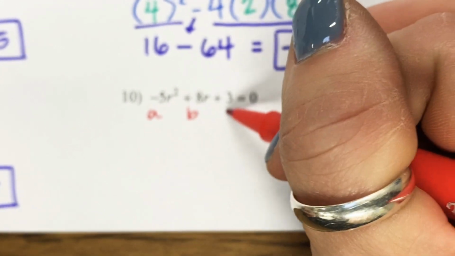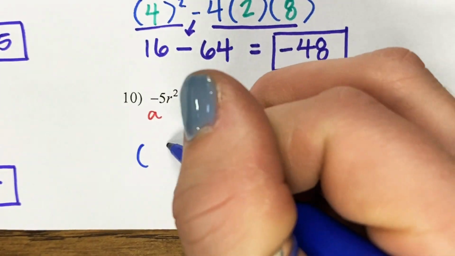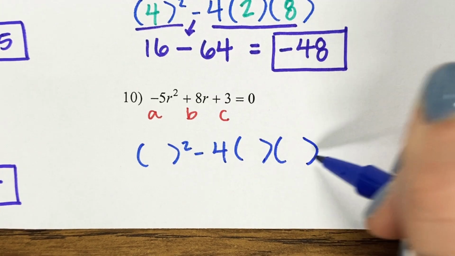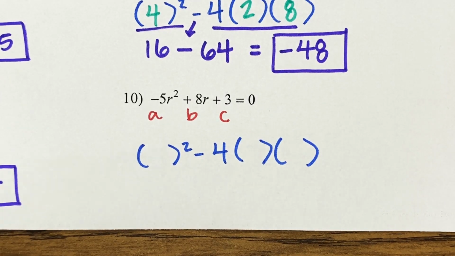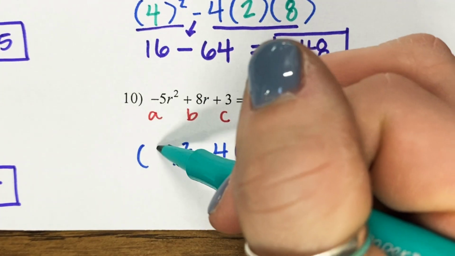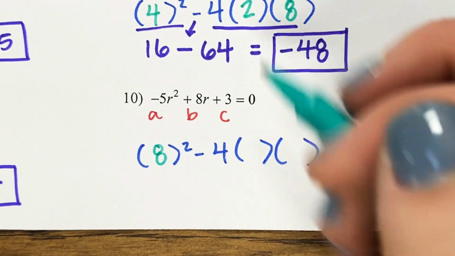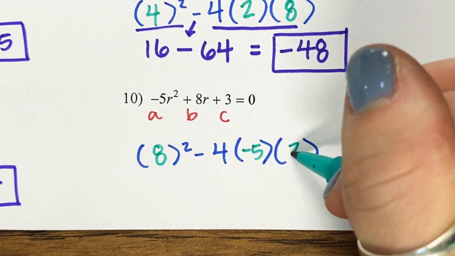A, B, and C. Let's plug it into our discriminant piece. B squared minus 4 times A times C. Let's fill in our empty spaces. Our first one is B squared. What's my B? I have an 8, minus 4 times A. What is my A? Negative 5. And what is my C? Positive 3.